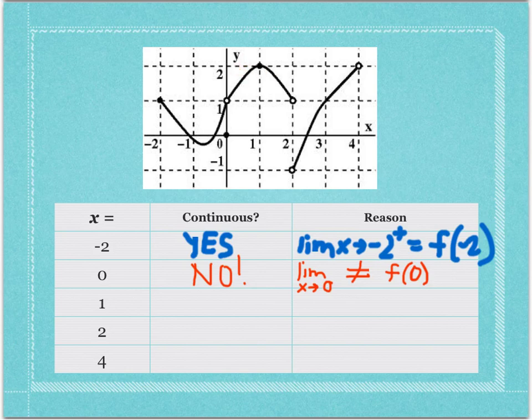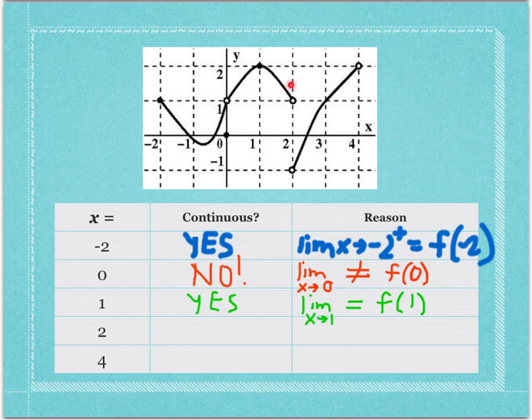So this one has to be a yes. And it is, once again, because the limit as x approaches 1 is the same as the value of that function at 1. All right, proceeding onward here, I think I still have some colors that I can use.